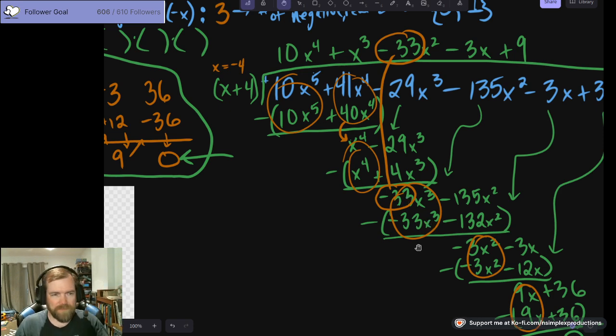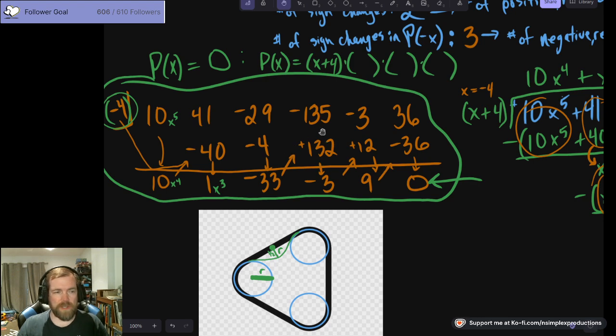It becomes 0. Done. But then the next term over again, we multiply by negative 4, being our 0 up there. Right? x equals negative 4. It becomes a positive, because again, minus negative 132, and we add 132 to the next coefficient, which was negative 135. So it becomes a negative 3x. Multiply that by negative 4, it becomes positive 12. Add negative 3, it becomes 9. Multiply by negative 4, it becomes negative 36. Add 36, and it becomes 0.